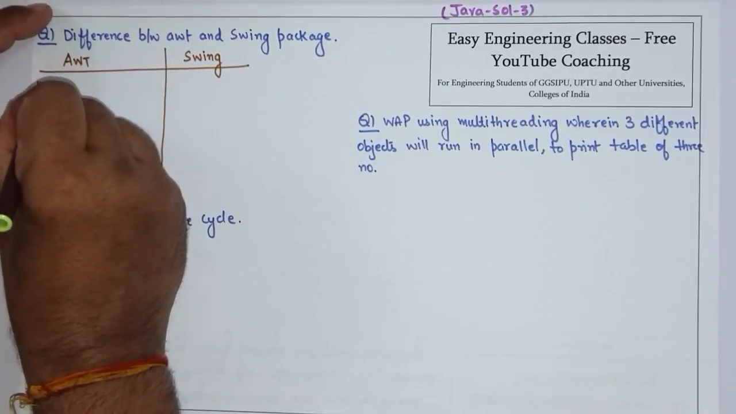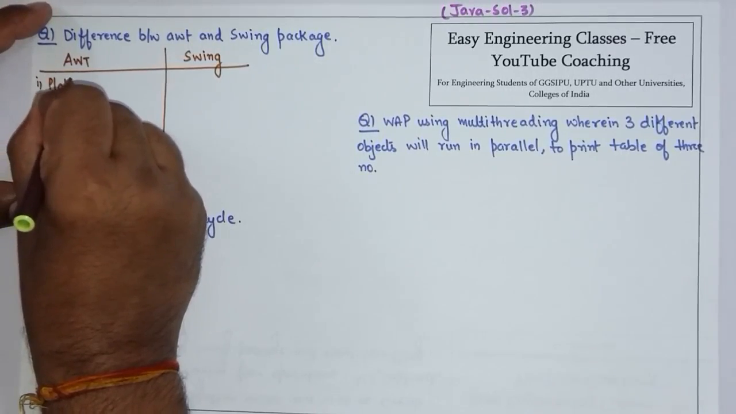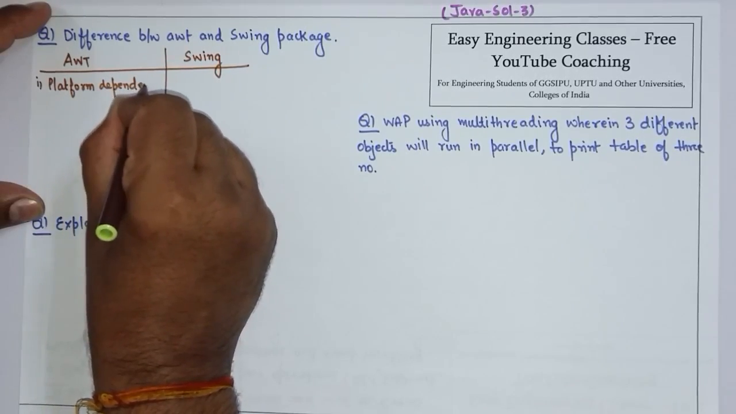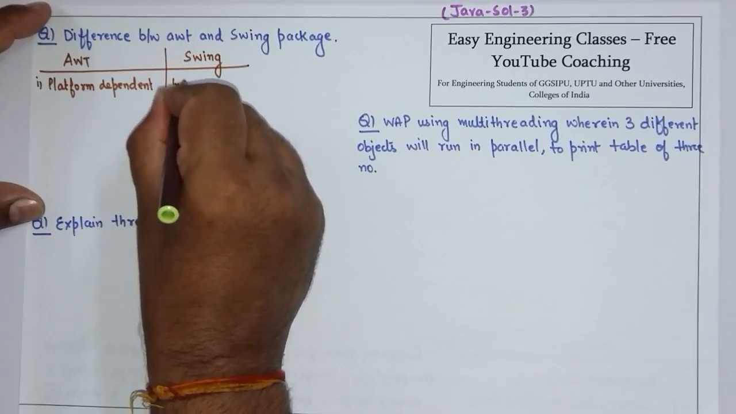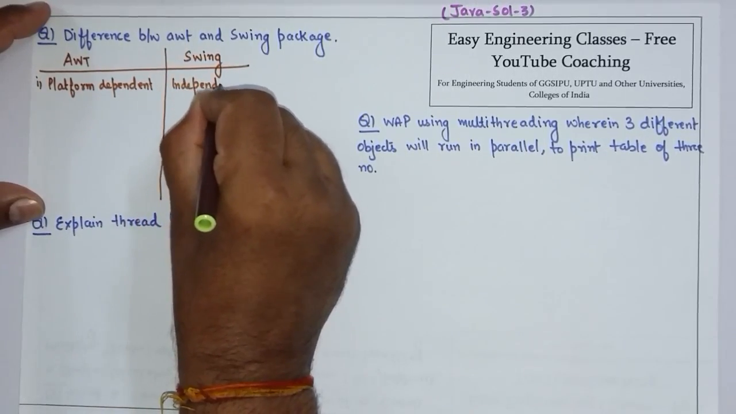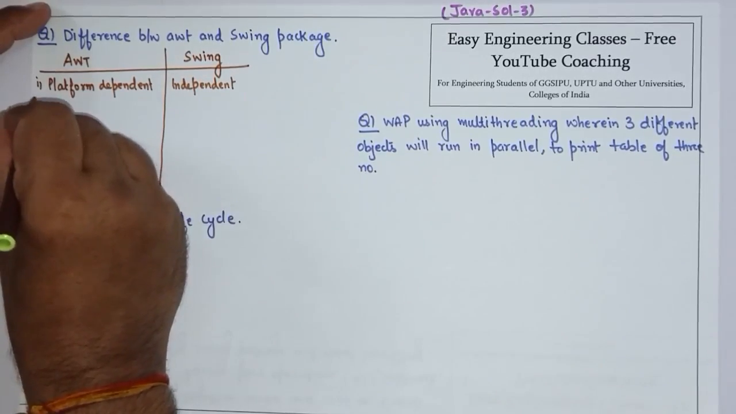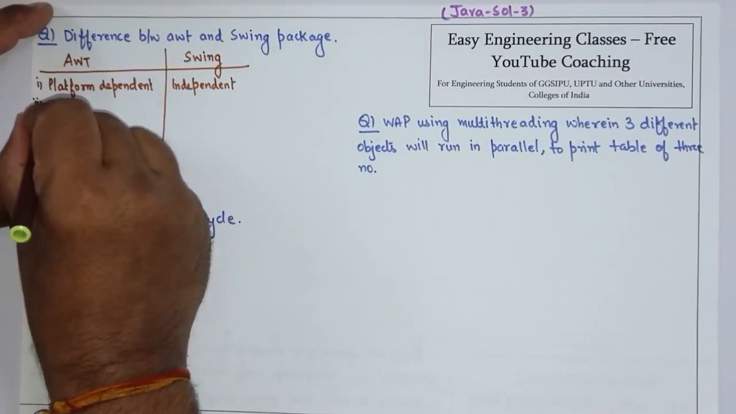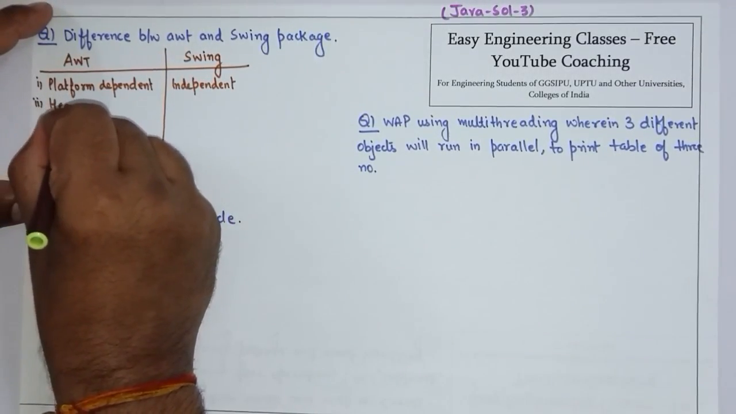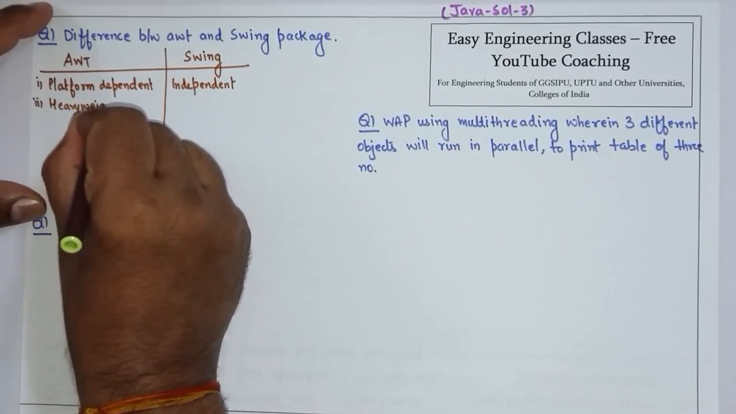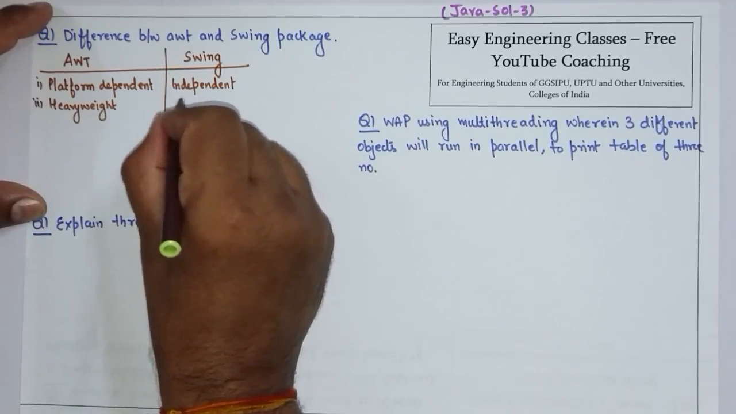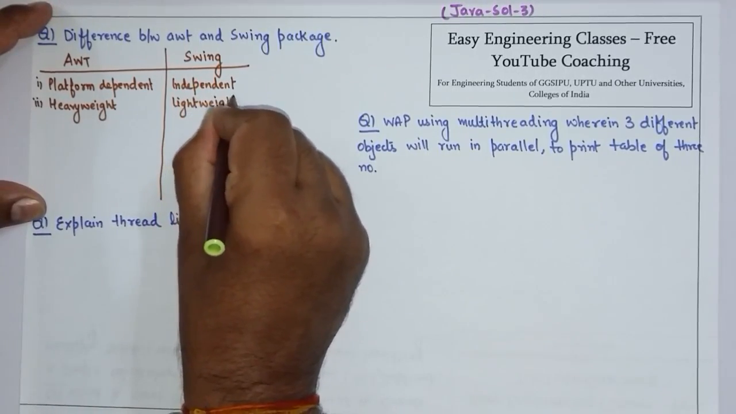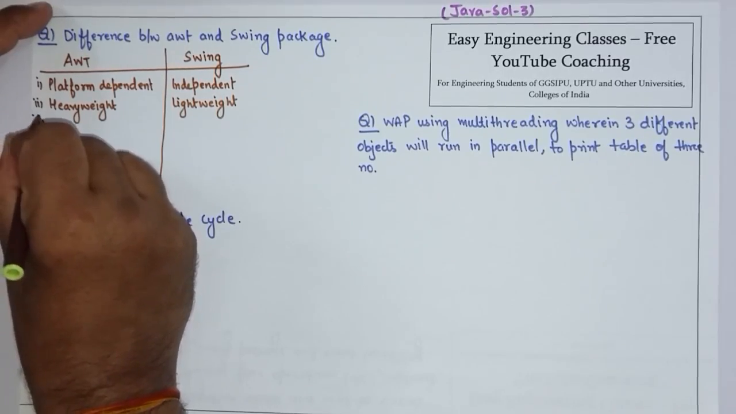First difference is AWT components are platform dependent, whereas swing components are platform independent. Being platform dependent, AWT components or controls are heavyweight. By heavyweight, we mean they require more resources, whereas swing components are lightweight. Since they are independent of the OS, they require fewer resources for their look and feel.